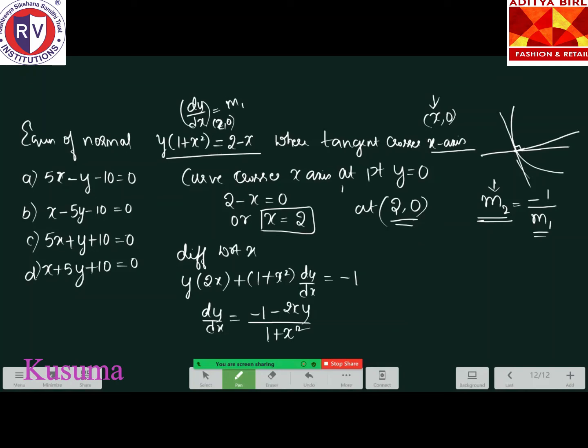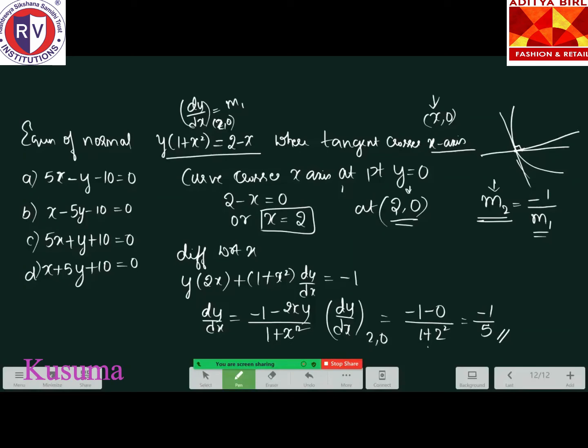Let us find out the slope of the tangent at (2, 0). That is dy by dx at this (2, 0). Okay. So substitute x is equal to 2, y is equal to 0 here. So the slope will be equal to minus 1 minus 0 divided by 1 plus 2 square, sorry, 1 plus 2 square. So this is minus 1 by 5. So this is the slope of the tangent.